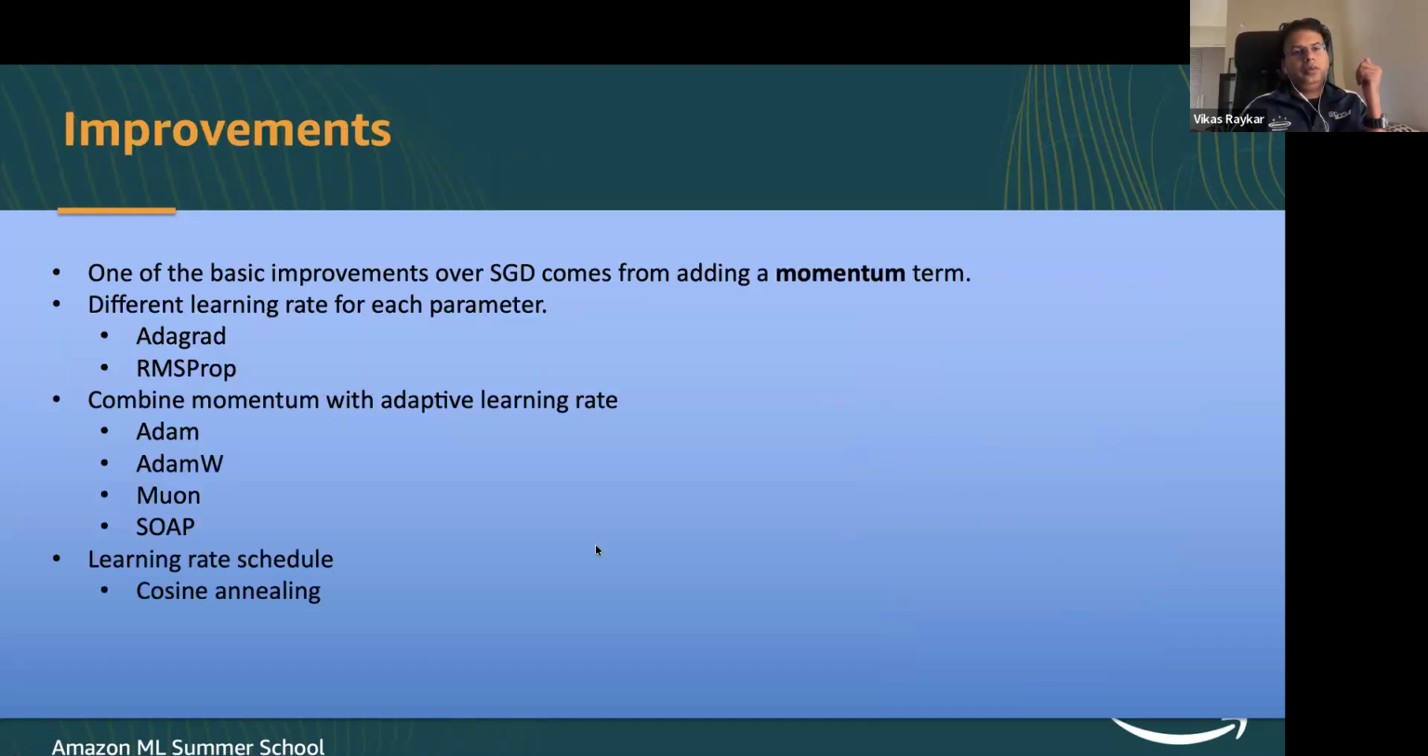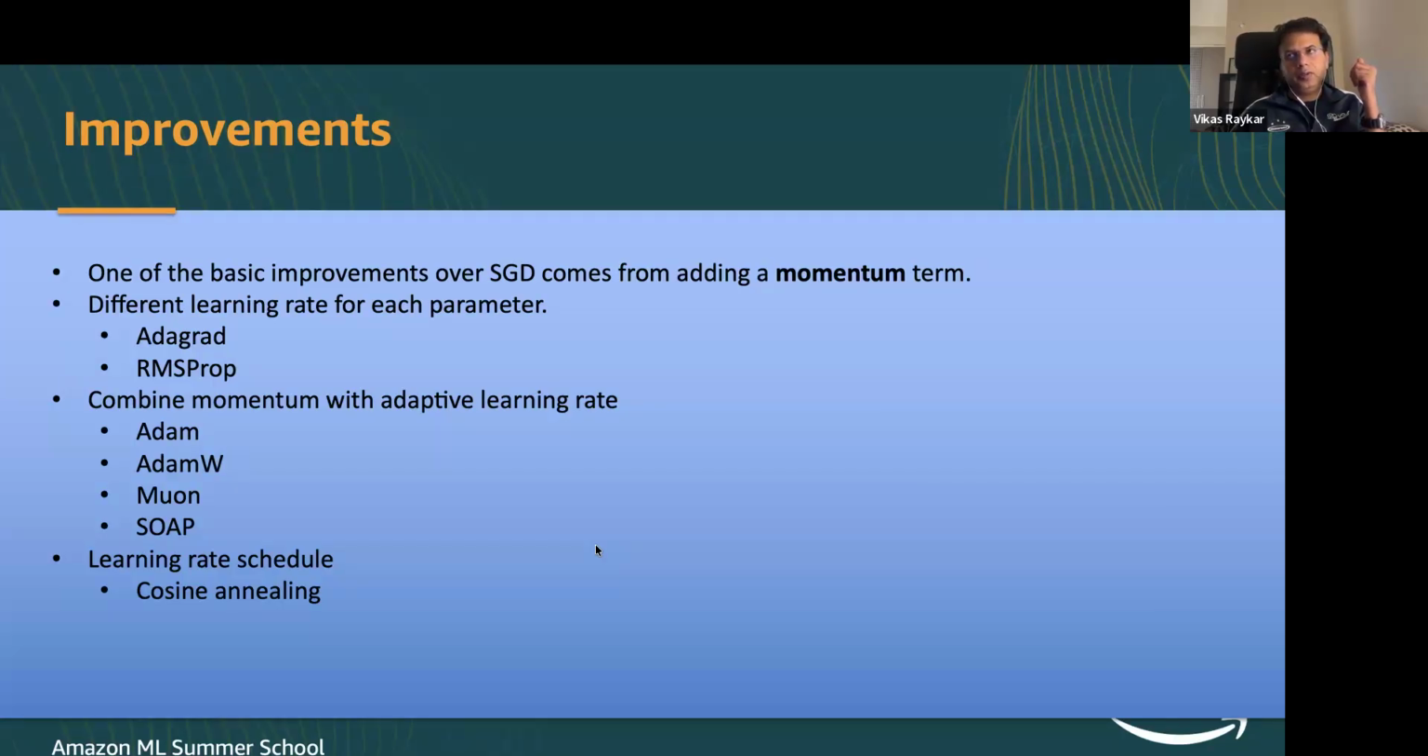Now, from SGD, I will not go into detail over all the variants, but there are several variants proposed which try to improve over SGD. The first improvement over SGD is adding a momentum term, which helps make the convergence faster.